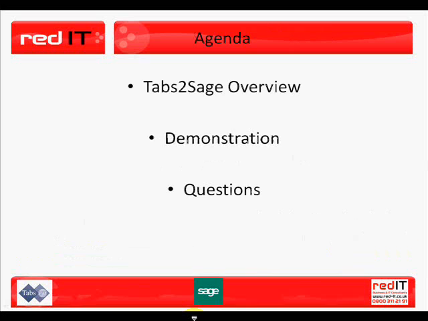Sage. I'll follow this up with a demonstration, and please feel free to email me with any questions that you may have, or just call the direct dial number on 0800 311 2191.